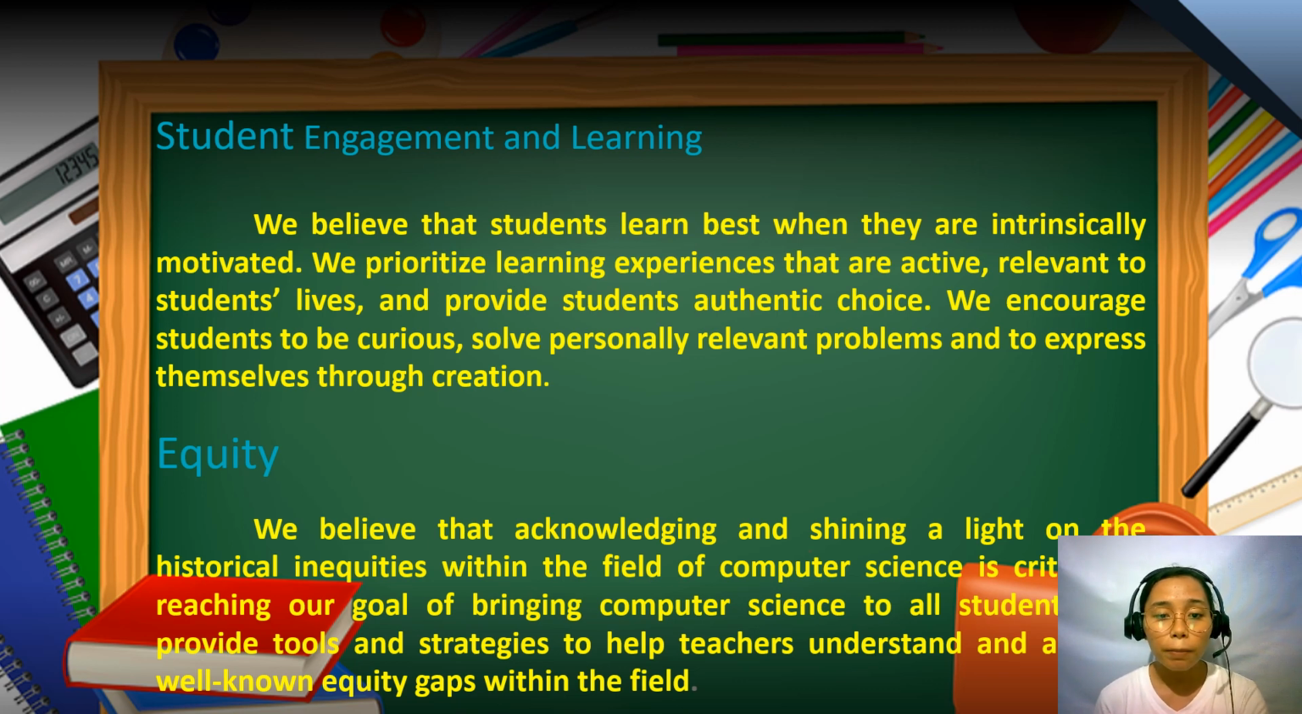And for equity, we believe that acknowledging and shining a light on the historical inequities within the field of computer science is critical to reaching our goal of bringing computer science to all students. We provide tools and strategies to help teachers understand well-known equity gaps within the field of education. We recognize that some students and classrooms need more support than others, and those with the greatest need should be prioritized. All students can succeed in computer science when given the right supports and opportunities, regardless of prior knowledge or privilege. We actively seek to eliminate and discredit stereotypes that plague computer science and lead to attrition of every student we aim to reach.